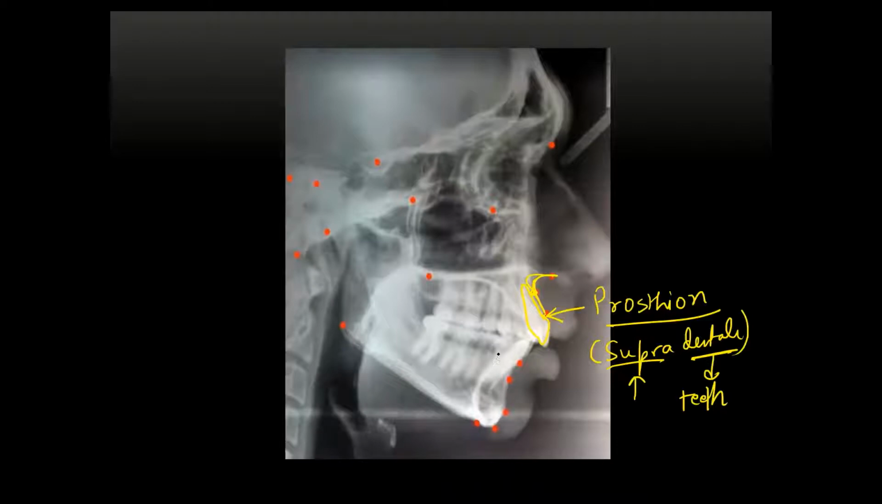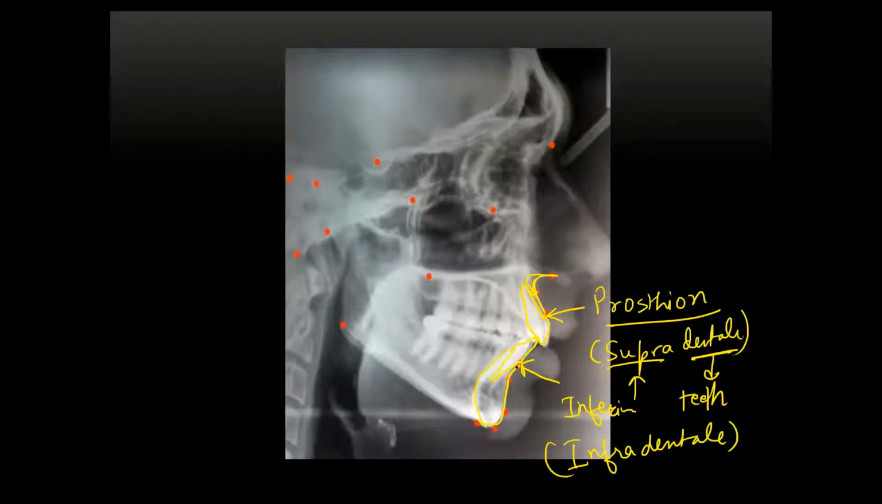Next is the lower border, lower jaw. This is the symphysis region. So this is how you draw it, like this, and then you take the lower incisor. Now we have this point at the junction. This is called inferior prostheon. This is below the tooth, below the lower incisor, so this is called infradental.